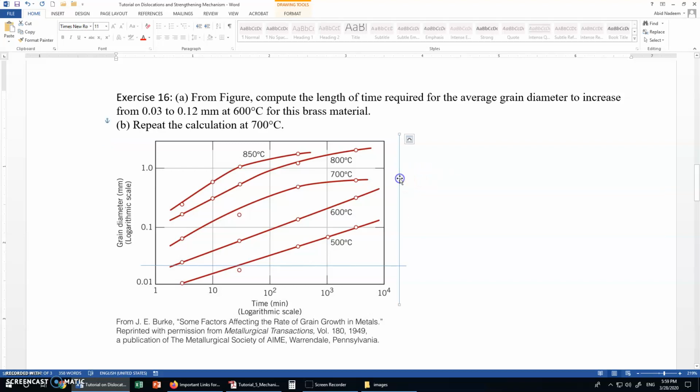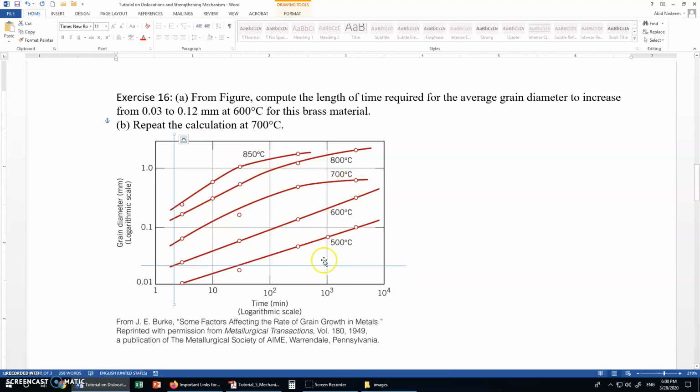And then for the value of time you can use this vertical line, where it intersects this 600 degrees centigrade line, approximately here, and from here you can read the value. The time is on a logarithmic scale, so this value is 1 minute and the next value is 10 minutes. So this may be approximately like 2 minutes or 3 minutes, etc.